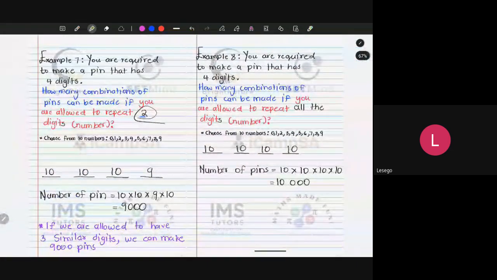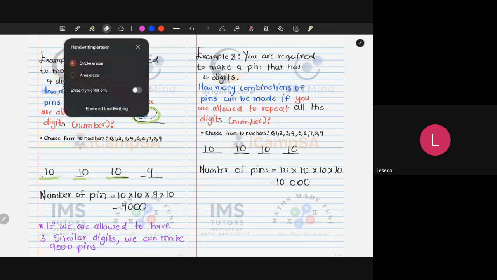Right. Let's jump to example 7, where we're allowed to repeat two numbers. So that is why I have 10, 10, 10, meaning I can happen to choose the same number. Let's say I choose 1, I can repeat 1, that is repeating it twice. And then the one which is here, I'm going to choose from 9 numbers as an example. So that is why we have 10, 10, 10. And then when you multiply that, that should give you 9,000 different combinations that you can make.